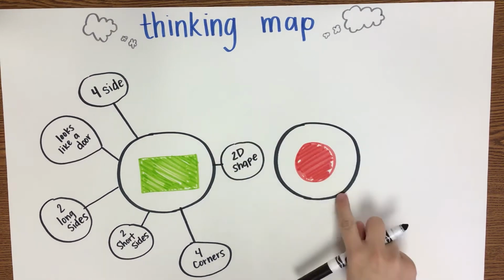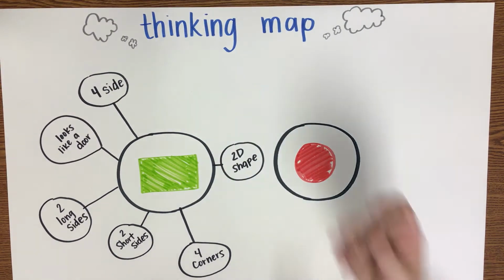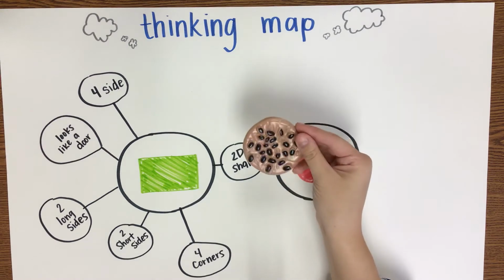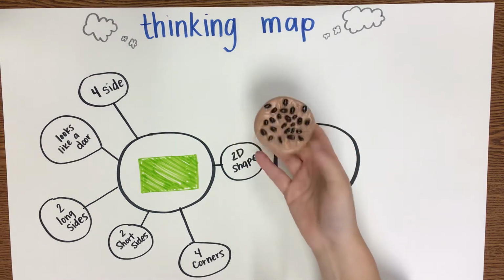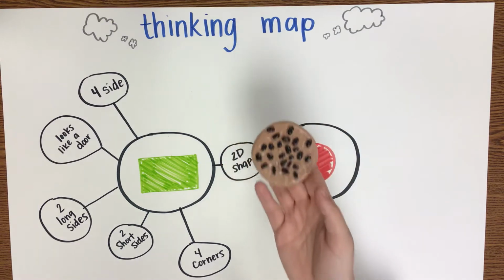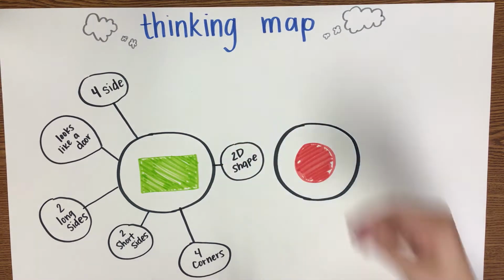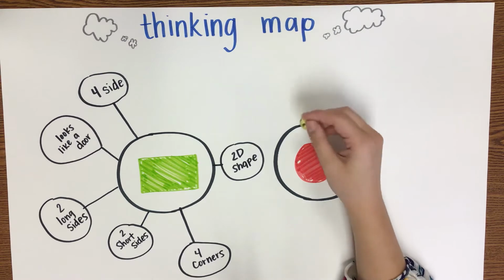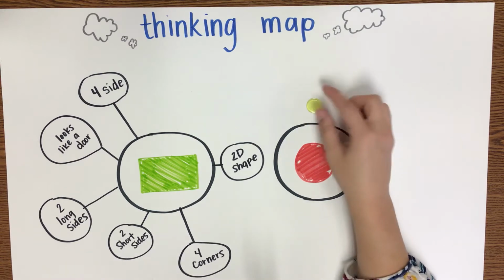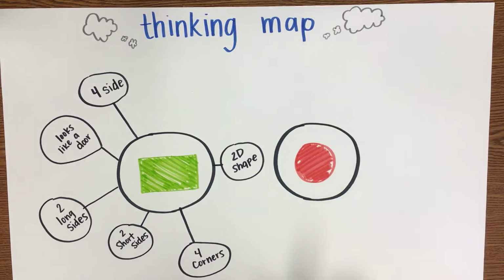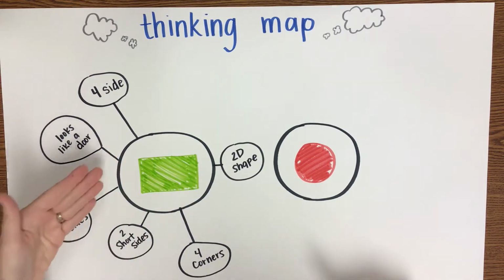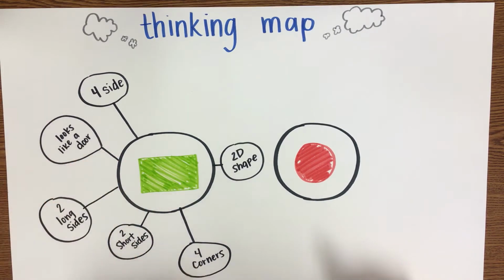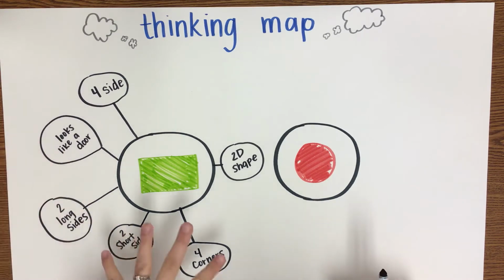Now, let's think about the circle. So I have a play cookie from my classroom. It looks like it has black beans in it, but I think they're supposed to be chocolate chips. And I have a game piece marker for a bingo game.